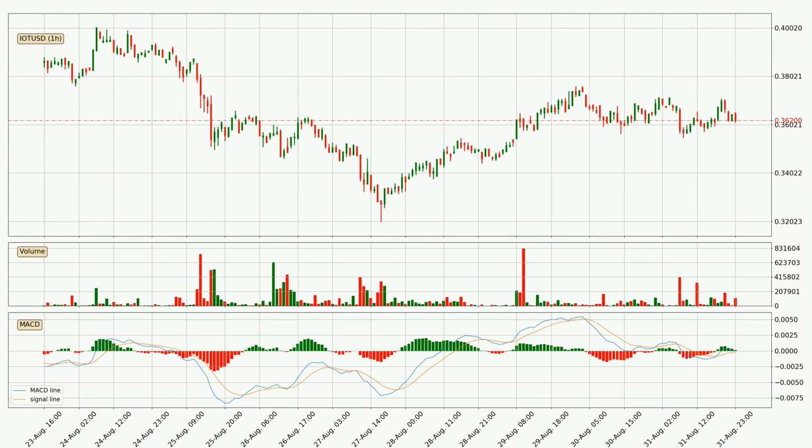Looking at the hourly MACD, the MACD line is above the signal line, which shows that the current trend is on the upside. However, the MACD histogram shows that the momentum is currently shifting to the downside, and it could be expected that the price will consolidate, and it is better to wait and see if the MACD line will cross the signal line, which will be bearish.